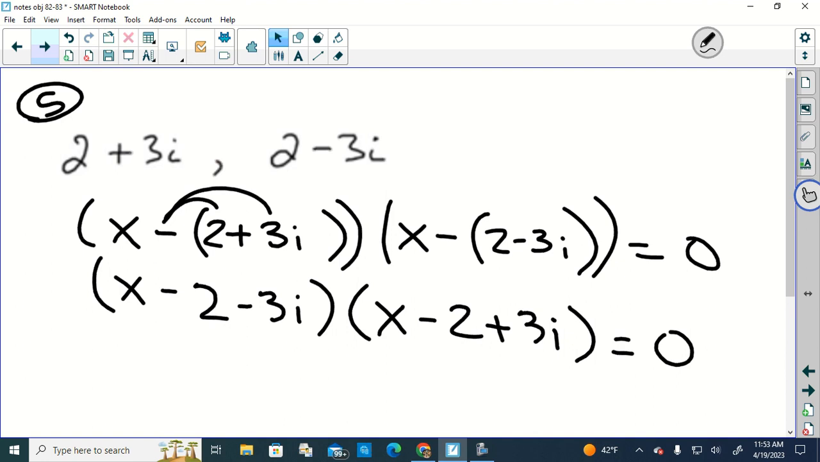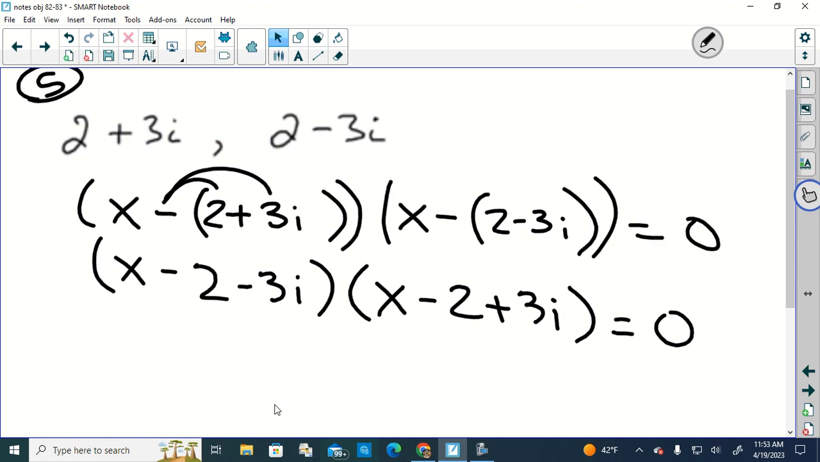Okay, I want you to see if you can distribute or FOIL and get your answer. So you're going to go x times negative 2, x times 3i. Then you'll be done with the x. Then you distribute your negative 2. Combine like terms.